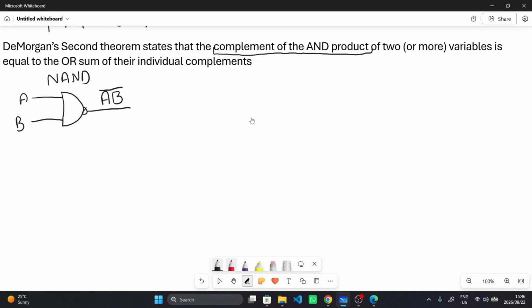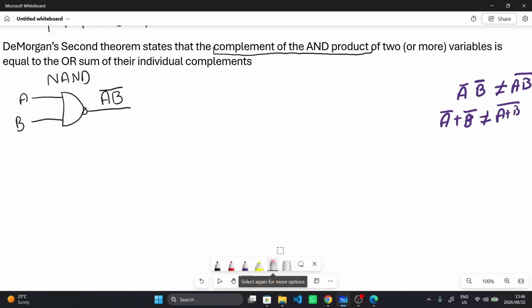So again, important to note that A complement and B complement, they are not the same as A times B complement. And similarly, A complement plus B complement is not the same as A plus B complement, right? So just keep that in mind.